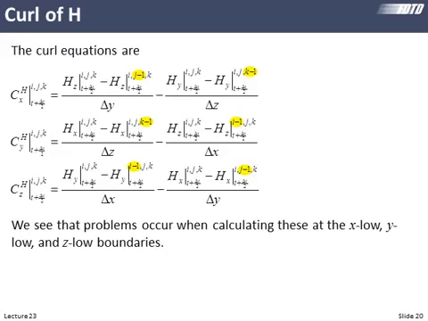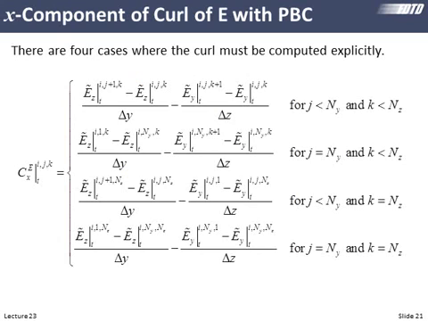So here's the curl of H. And here our indices are index -1, so an I-1, J-1, K-1. So we have those problems at the x low, y low, and z low boundaries. So we have highlighted where the boundary issues will arise. How do we fix them? Well, here's how we fix it. And again, this shouldn't be any surprise from our previous lectures.